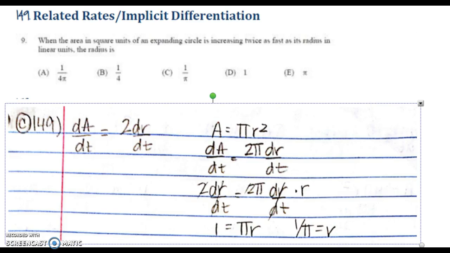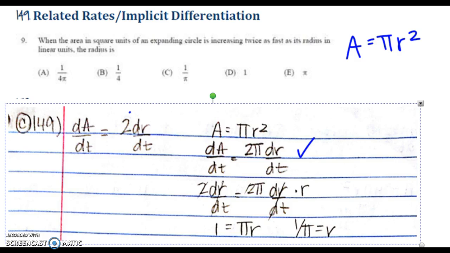This is section 3B. So the first one: area, expanding circle, twice as fast as its radius. So the idea is, here's your basic area function, and this is a related rates problem. It's talking about, hopefully you're seeing the rate portion of it. So I took the derivative, and this is what you end up with. This is the relationship that's stated in the problem.